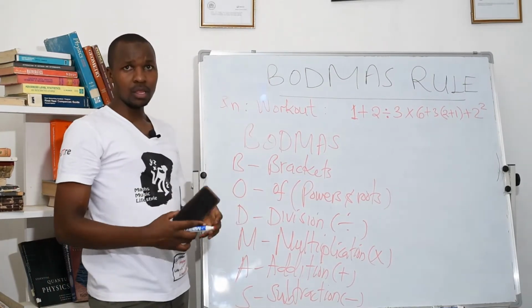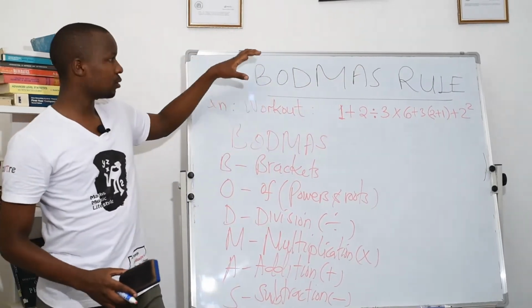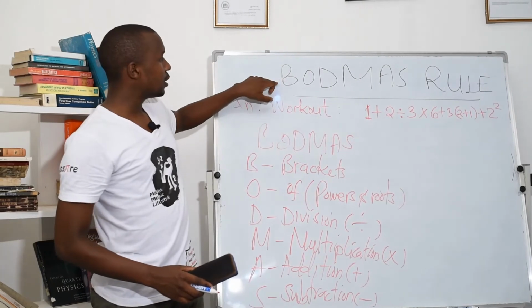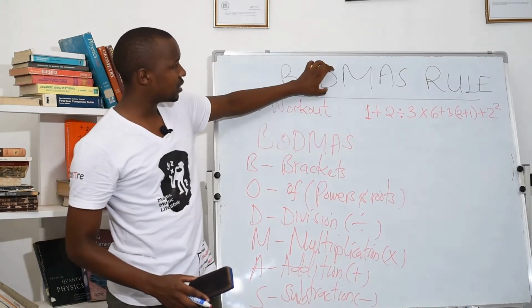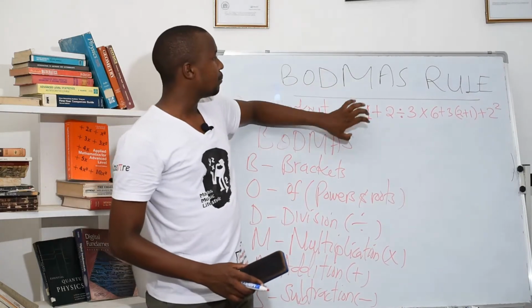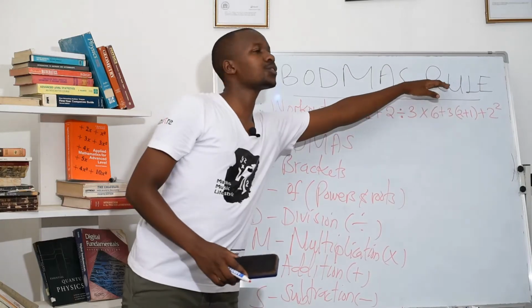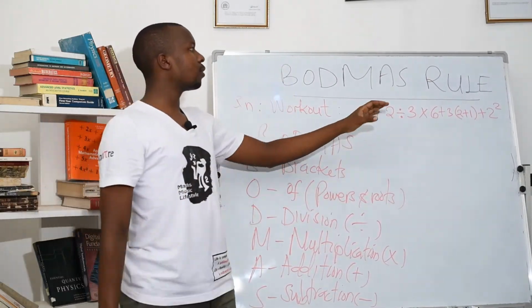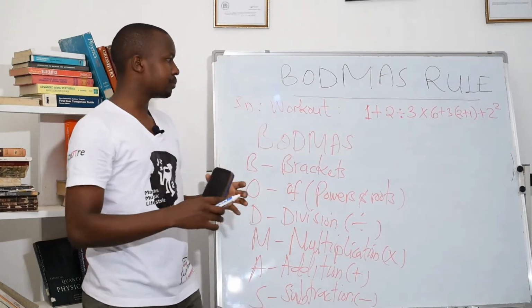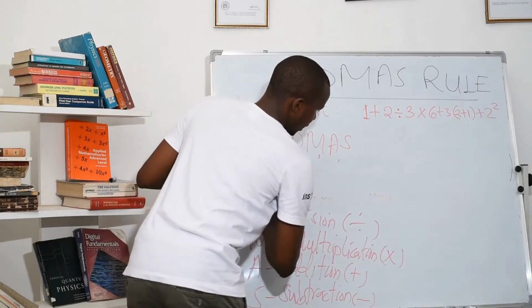Now the rule. The rule is the principle. It means you follow what is supposed to be followed. For example, here the B has to be first, then followed by this one, followed by division, followed by multiplication, followed by addition, and lastly followed by subtraction. That's why we say it's a rule. It's not just going anyhow; we follow the order of importance.